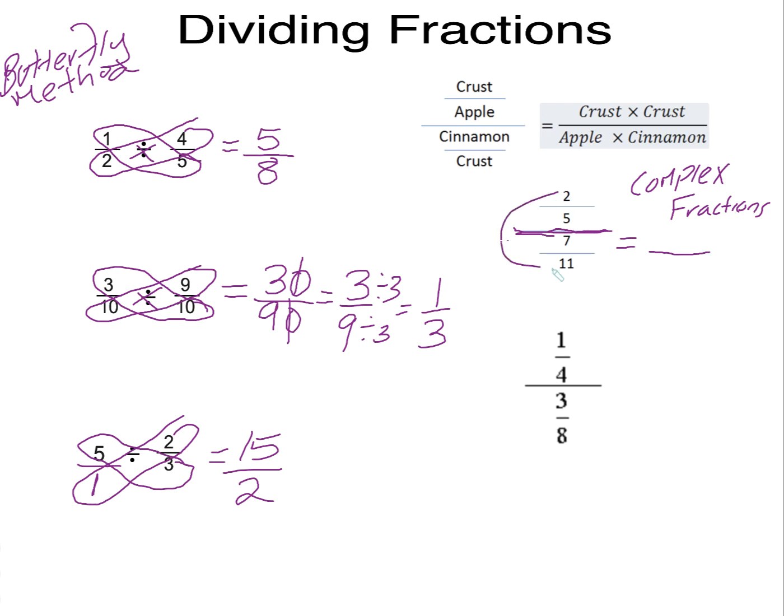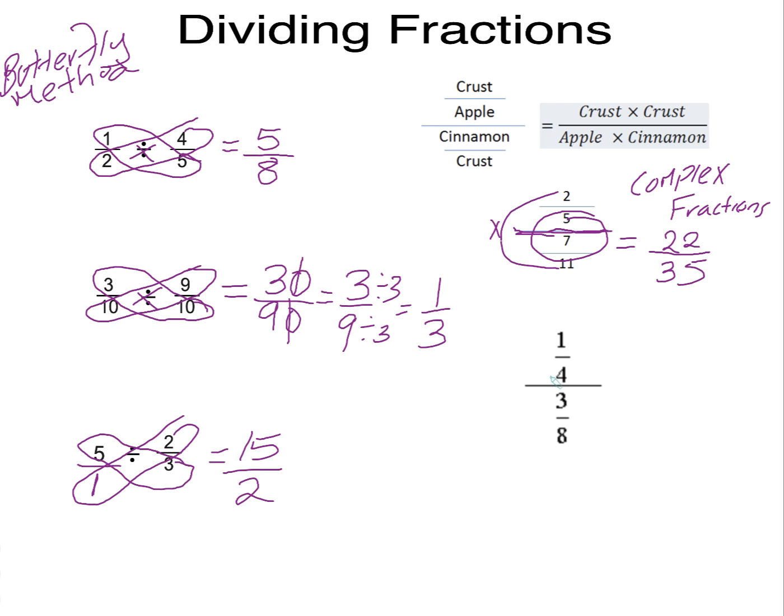So the crust, which is the top and the bottom, tippity top all the way to the bottom, we multiply. 2 times 11, 22. And then we're going to multiply the middle, which is the 5 times 7, which is 35. So your answer is 22/35. We cannot simplify that any further, and that's our answer.